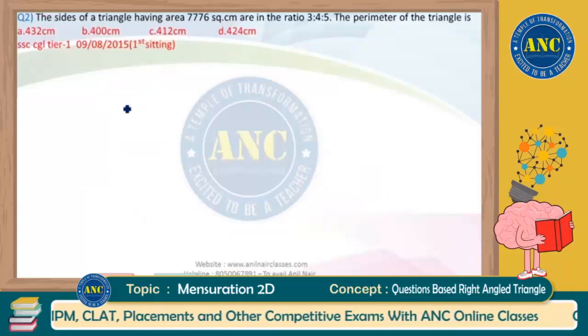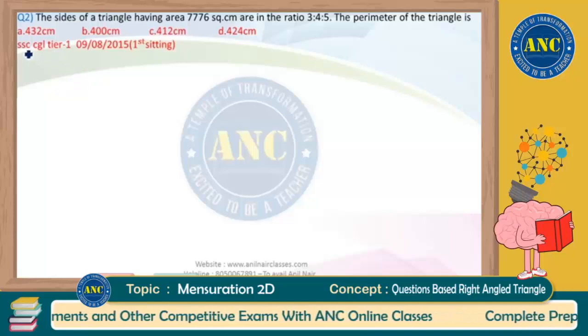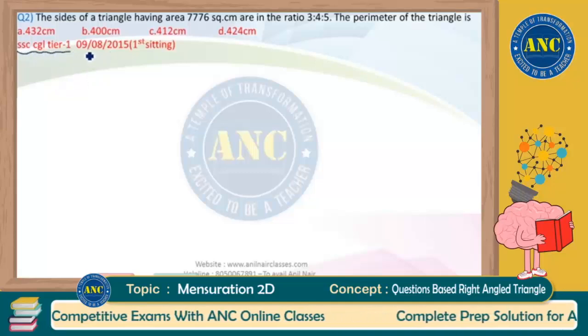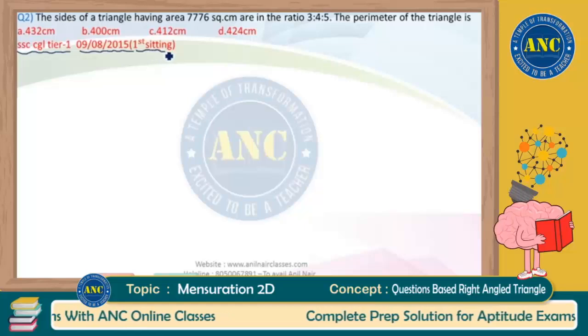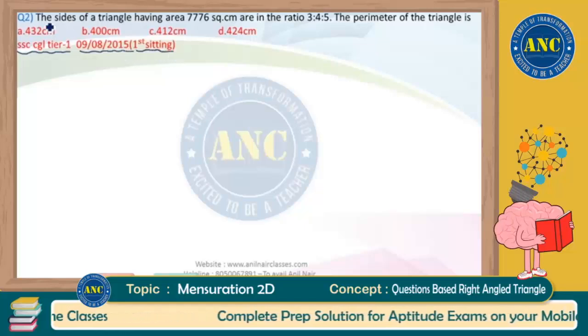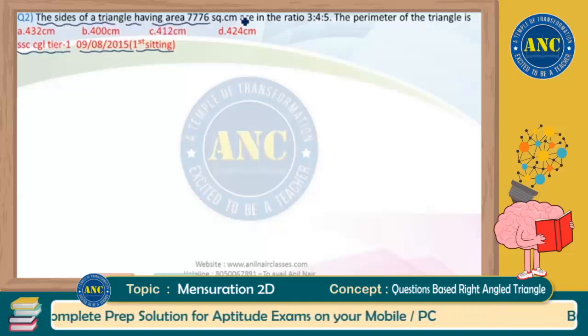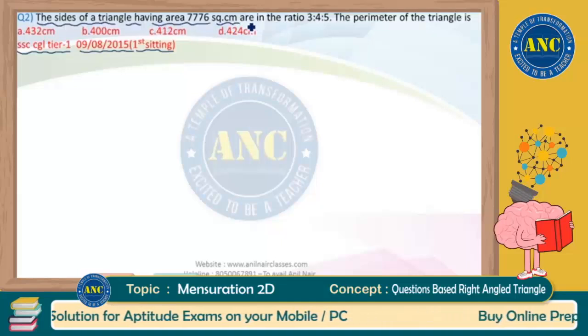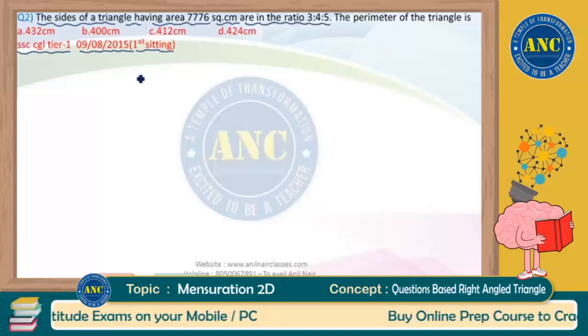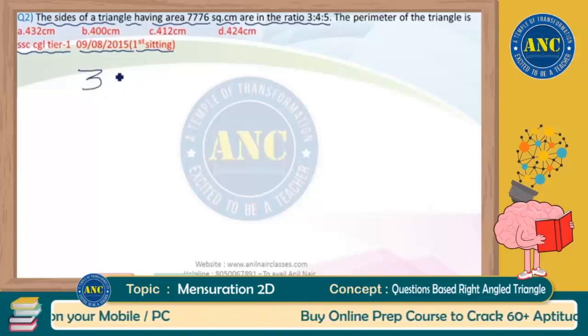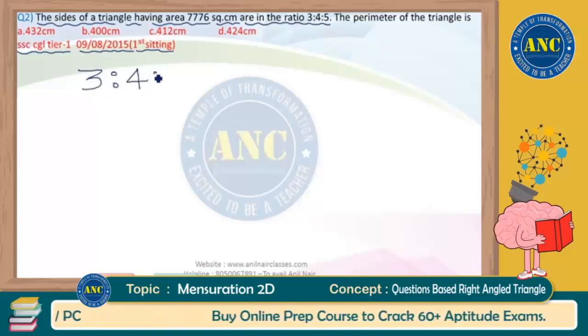Please see the next question, sir. SSC CGL Tier 1 question in the year 2015. Now see here. The question says, the sides of a triangle having area 7776 square centimeter are in the ratio 3:4:5.